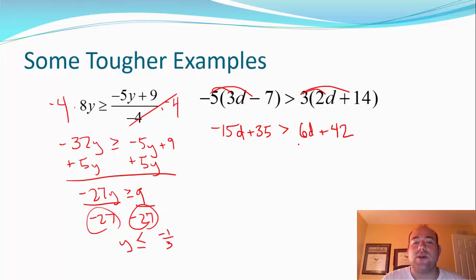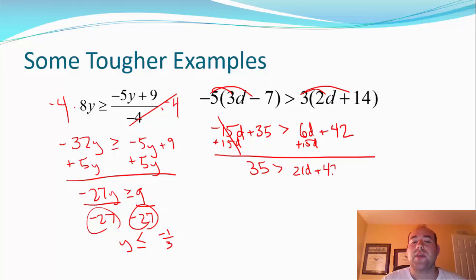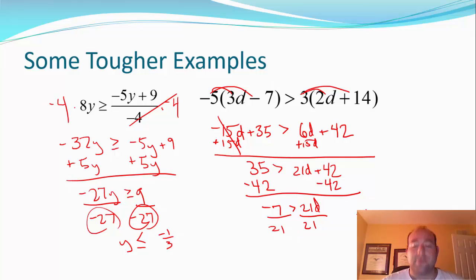Get my letters to one side. How about I add 15d this way? They cancel on the left. I get 35 is greater than 21d plus 42. I'll bring the numbers to the left because I brought the letters to the right. I get -7 is greater than 21d. Divide through by 21. And I get -1/3 is greater than d.